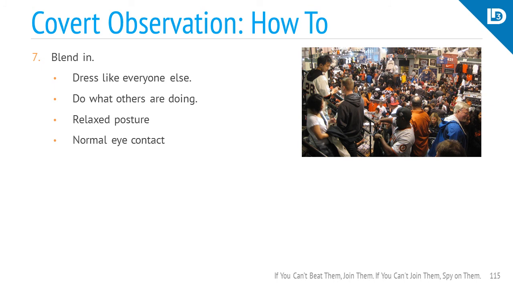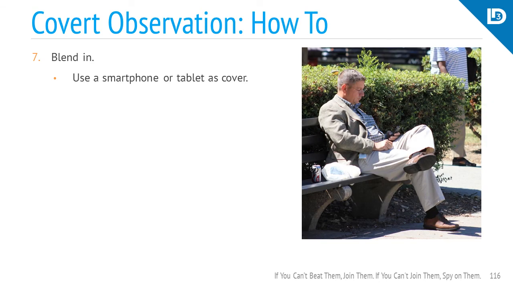So you want to blend in. You're not being a spy or anything, but you want to dress like everybody else, do what other people are doing so you don't stand out. You want to have a relaxed posture, and have normal eye contact. You don't want to look like you're observing people.